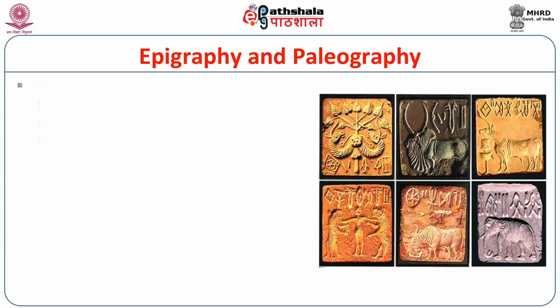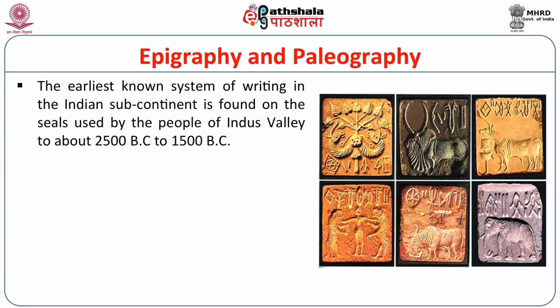And the inscriptions provide continuous data from the Mauryan period up to the present day, on how the script was developed and originated, and how the earliest scripts were transformed into modern scripts. In this regard, the earliest known system of writing in India and the Indian subcontinent is found on the seals used by the people of the Indus Valley, which flourished about 2500 BC to 1500 BC.